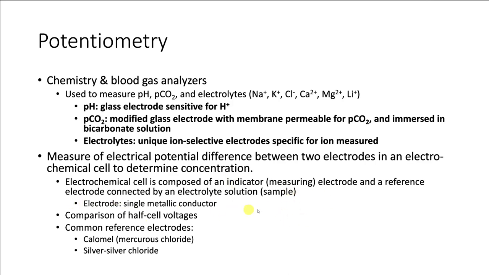The electrode is just a single metallic conductor, and again, we're using these half cell voltages, or we're comparing these half cell voltages. Common reference electrodes is calomel. I always say it wrong, but it's mercury binded with chloride or silver chloride.